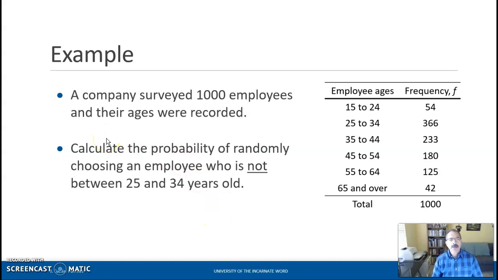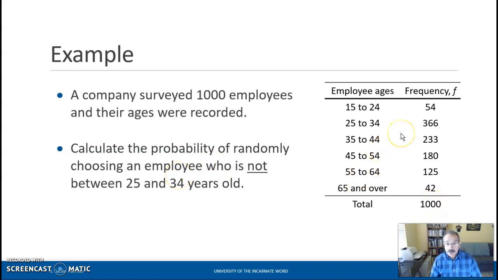In this case, a company surveyed 1,000 employees and their ages were recorded. This table shows you the different age groups and how many employees are within each of those groups. Now, they're asking us to calculate the probability of randomly choosing an employee who is not between the ages of 25 and 34 years old. Looking at this, I think you intuitively see that if you wanted to find the probability of everyone else except those in this age group, then you would add all the frequencies of the other groups and divide it by 1,000. That will give you this probability.